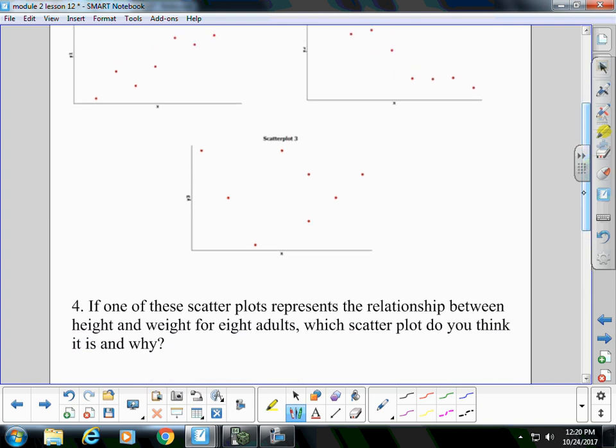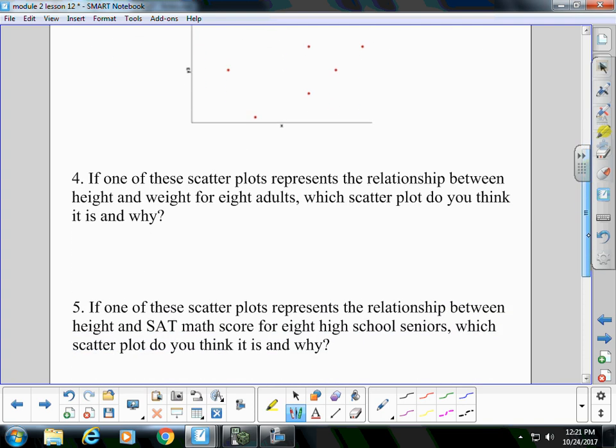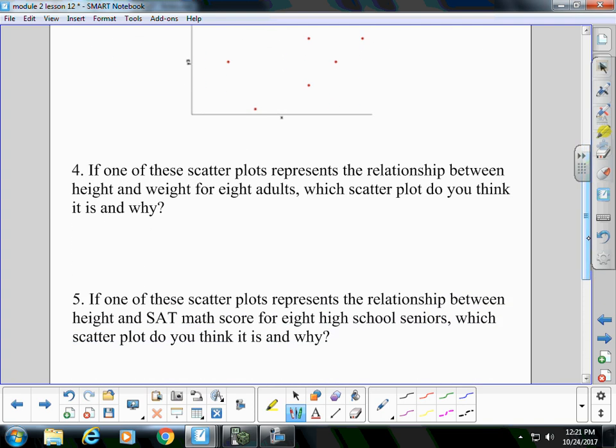So it says, if one of these scatter plots represents the relationship between height and weight for 8 adults, which one do we think it is and why? Well, think about it. Height and weight for 8 adults. Which one do we think it would be? Let's move on and look at some of the other ones before we make a judgment. The next one says, if you think that these scatter plots represent the relationship between the height and the SAT math score of 8 high school seniors, which one do you think it would be and why?